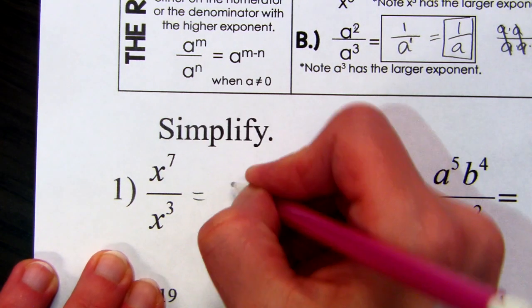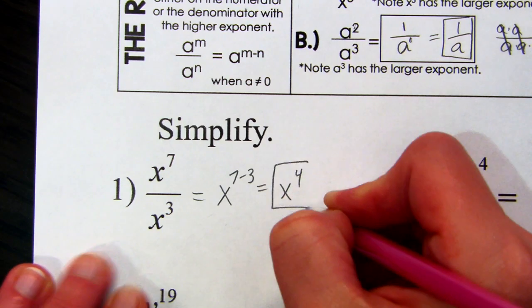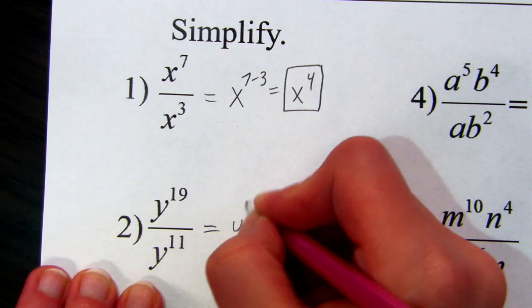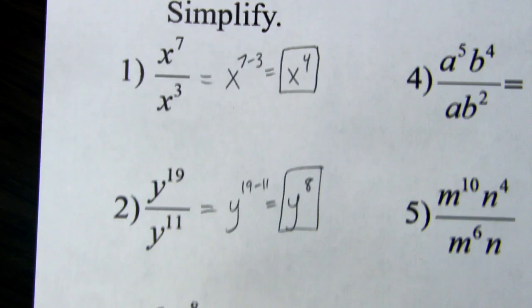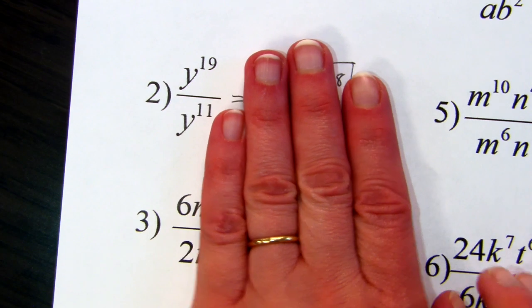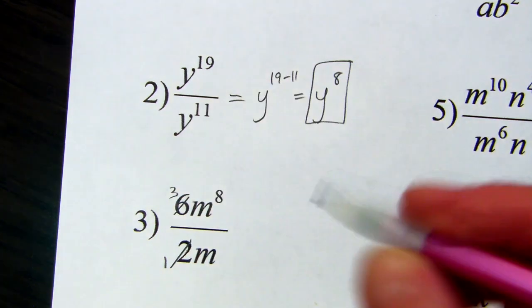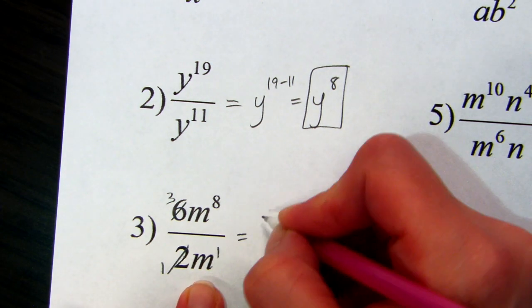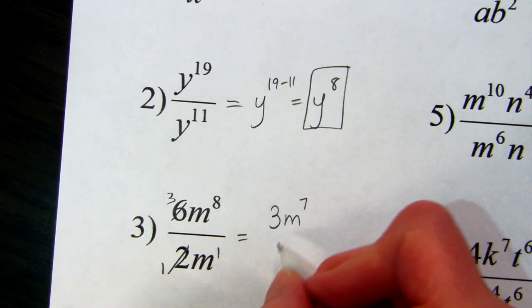On number 1, I'm going to take 7 minus 3 and get x to the fourth. On number 2, I'm going to take 19 minus 11. I get y to the eighth. On number 3, we start with just 6 over 2. Normal fraction would reduce to 3 over 1. And then I take 8 minus 1. That m would be m to the first. So I'm going to have 3m to the seventh, and then everything else would be gone.